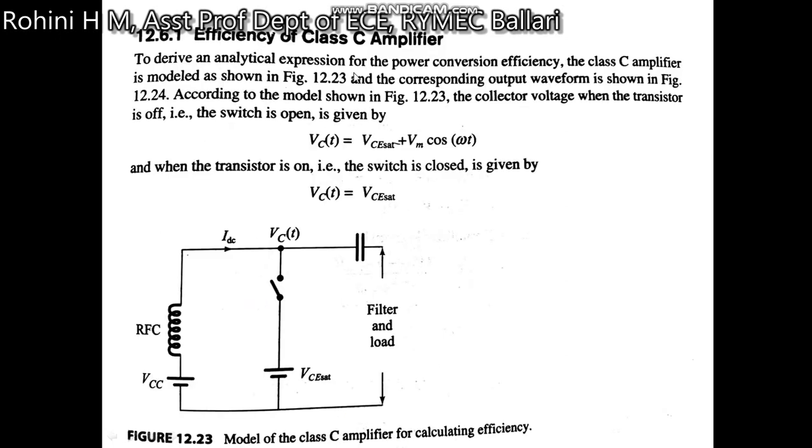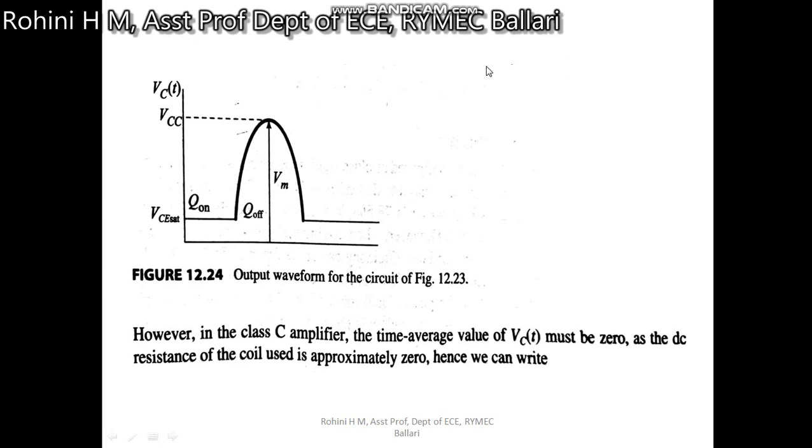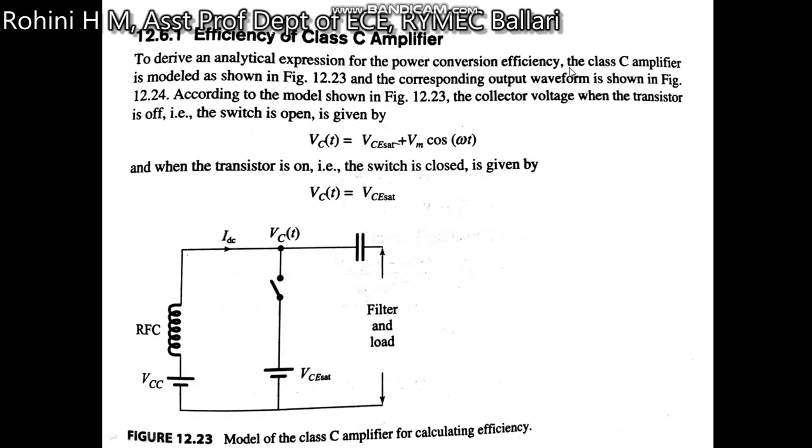To derive an analytical expression for the power conversion efficiency, the class C amplifier is modeled as shown in the figure, and the corresponding output waveform is shown in the figure. According to the model shown, the collector voltage when the transistor is off, the switch is open, is given by Vc equal to what? Vc sat plus Vm cos omega t.